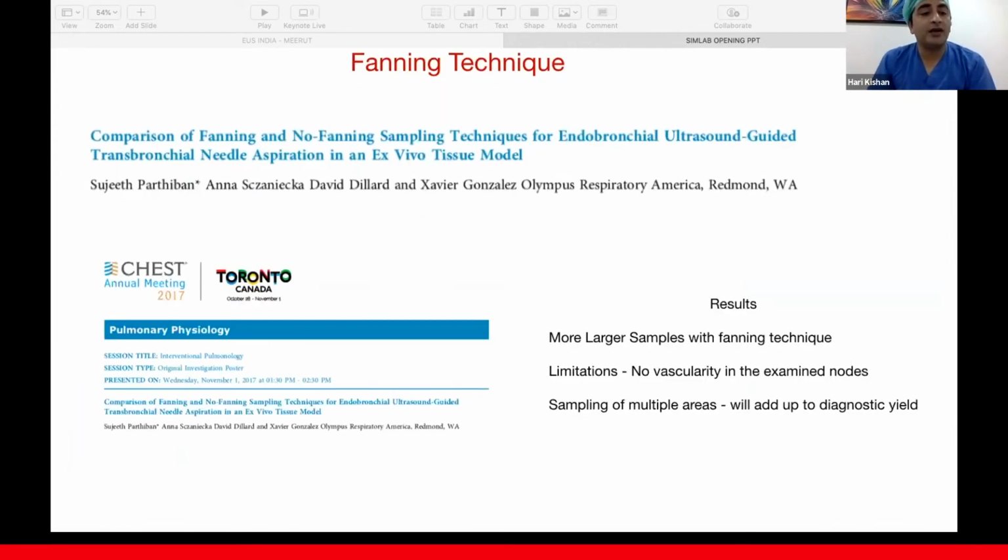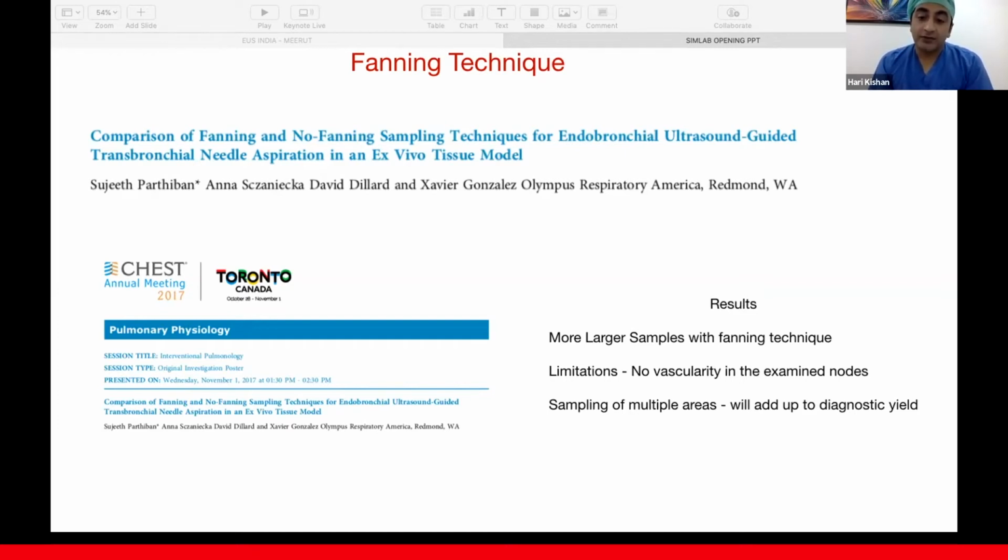So coming to the fanning technique, there are no head-to-head comparison studies or meta-analyses published yet in the pulmonary sector, where fanning and no fanning are compared. There is one poster presentation from CHEST, where they showed in an ex vivo tissue model that if you use a fanning technique, there are larger samples with EBUS TBNA. The limitation of this study was that there is no vascularity in the ex vivo models.